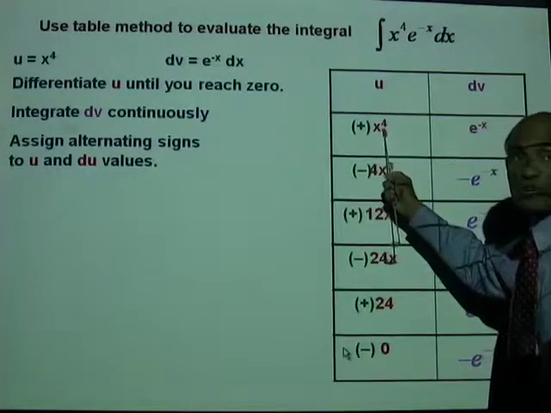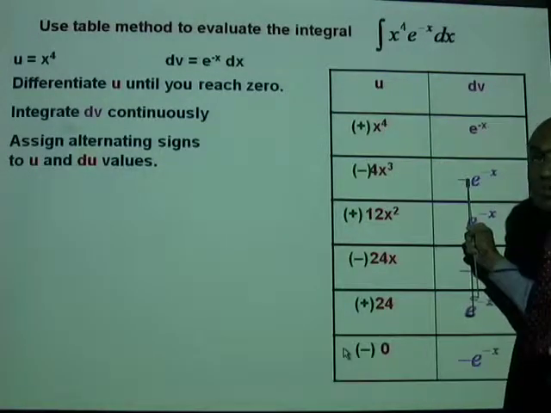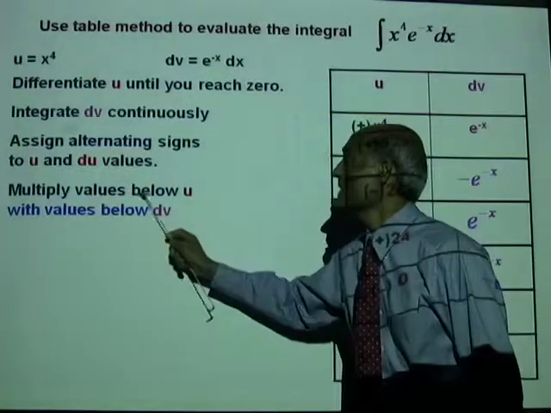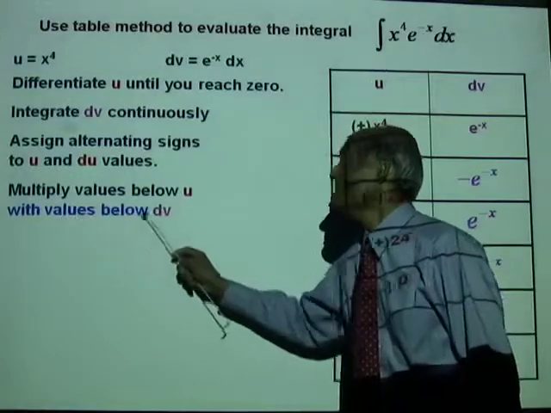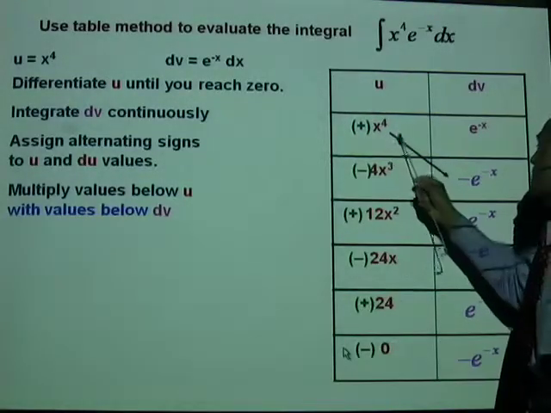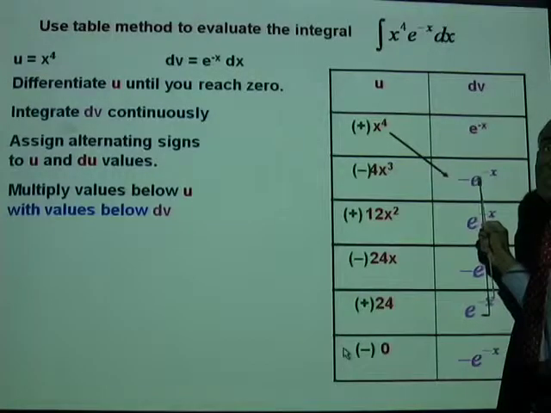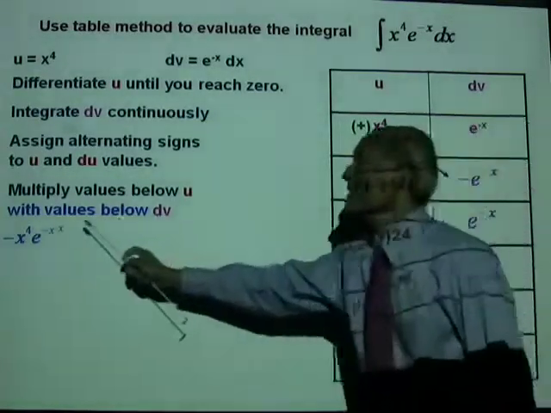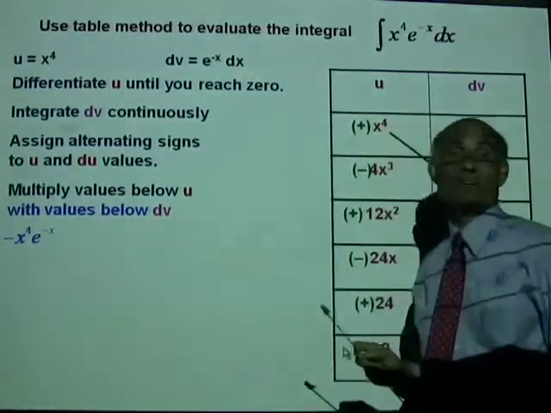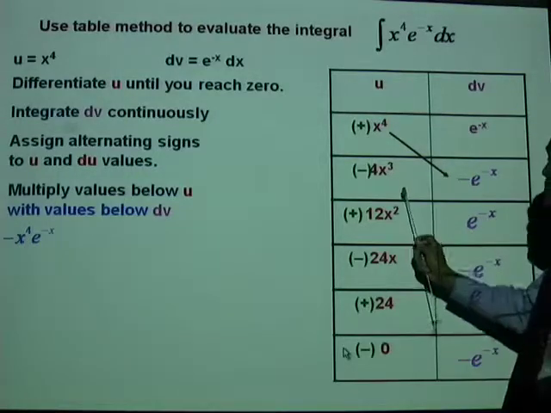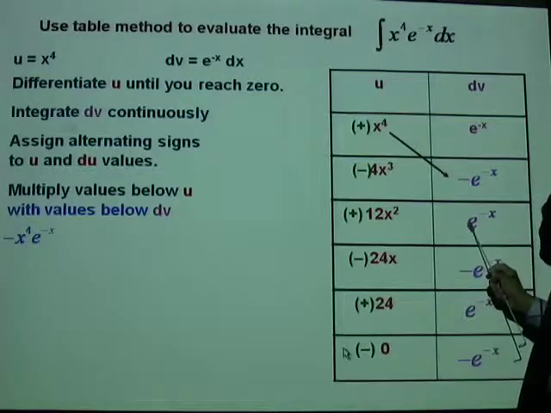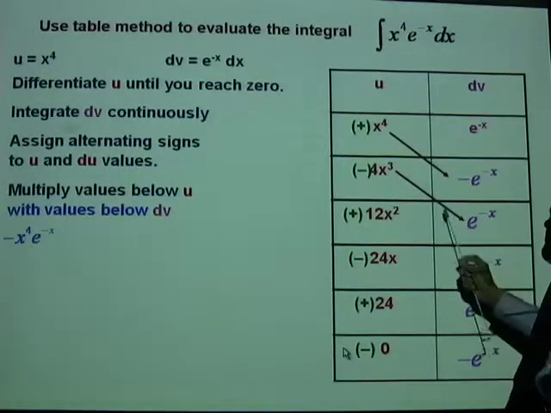You pick our result like this: x to the power of 4 times negative e to the power of negative x. So multiply values below u with values below dv like this: x to the power of 4 times negative e to the power of negative x. That gives you negative x to the power of 4 e to the power of negative x. That's our first term. What's the next term? It'll be negative 4x cubed times positive e to the power of negative x.